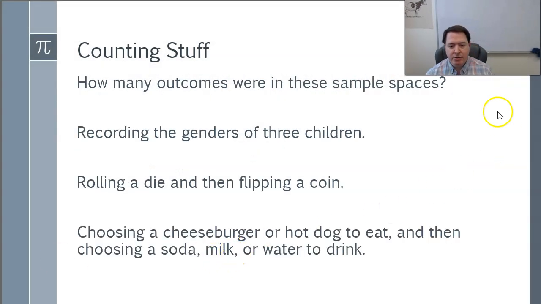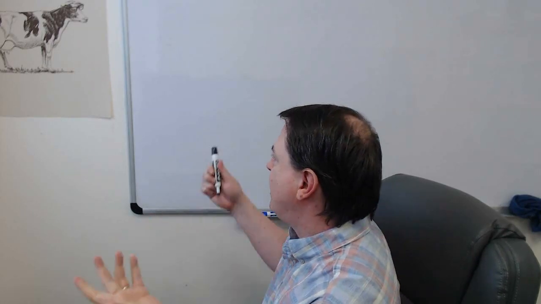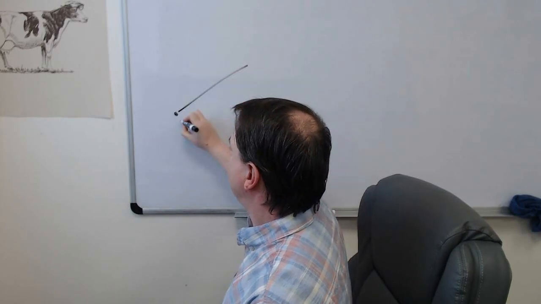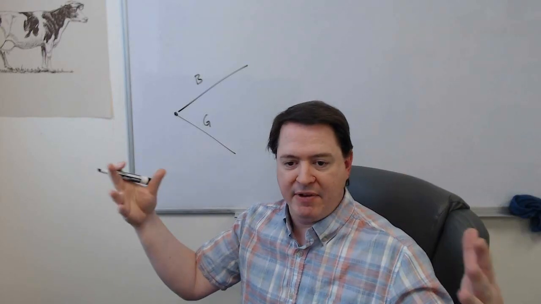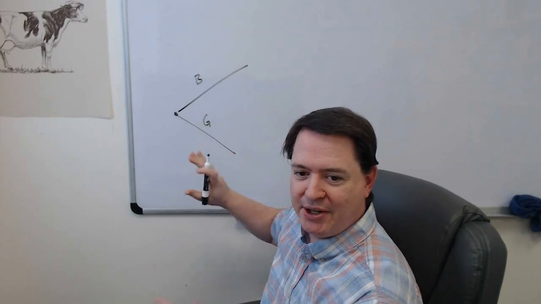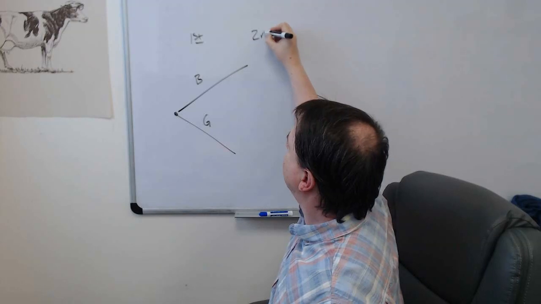Okay, so let's think about the number of outcomes in these sample spaces. Recording the genders of 3 children. We didn't do a ton with tree diagrams in this course, but here's how you would start something like that if you haven't seen these much. So the first child, I don't want to think about having 3 children all together. I'm thinking about 1 child at a time. So here's the first child, and then let's think of the second.